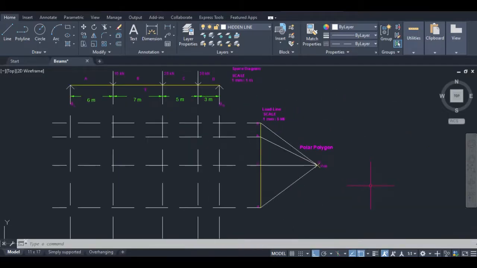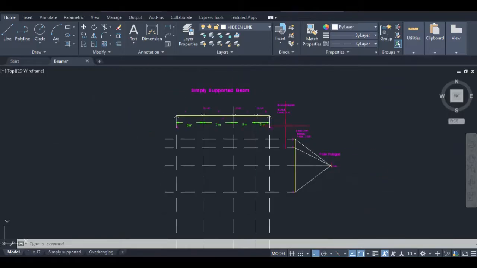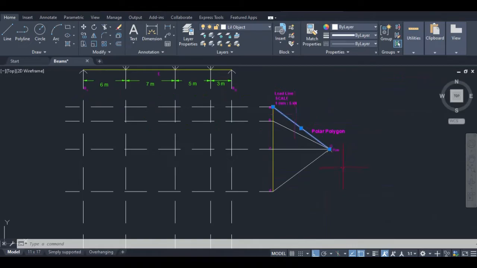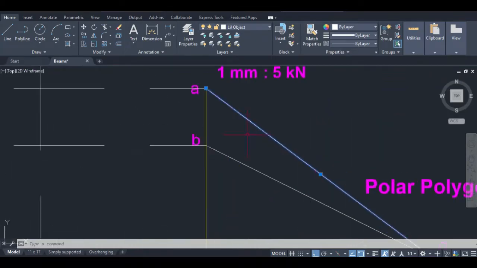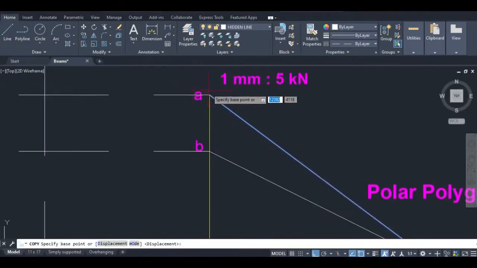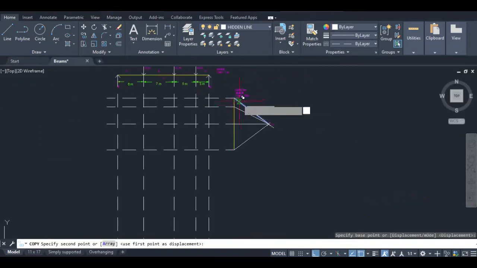We're almost done. So now I'm going to be doing another diagram. So we have our space diagram, polar polygon. Now we're going to be doing our bending moment diagram. So for this one, follow me really keenly. From our polar polygon, we take line AO. Now AO is the line that is stretching from point A to the pole. So we take that line and we copy it using the base point as point A.